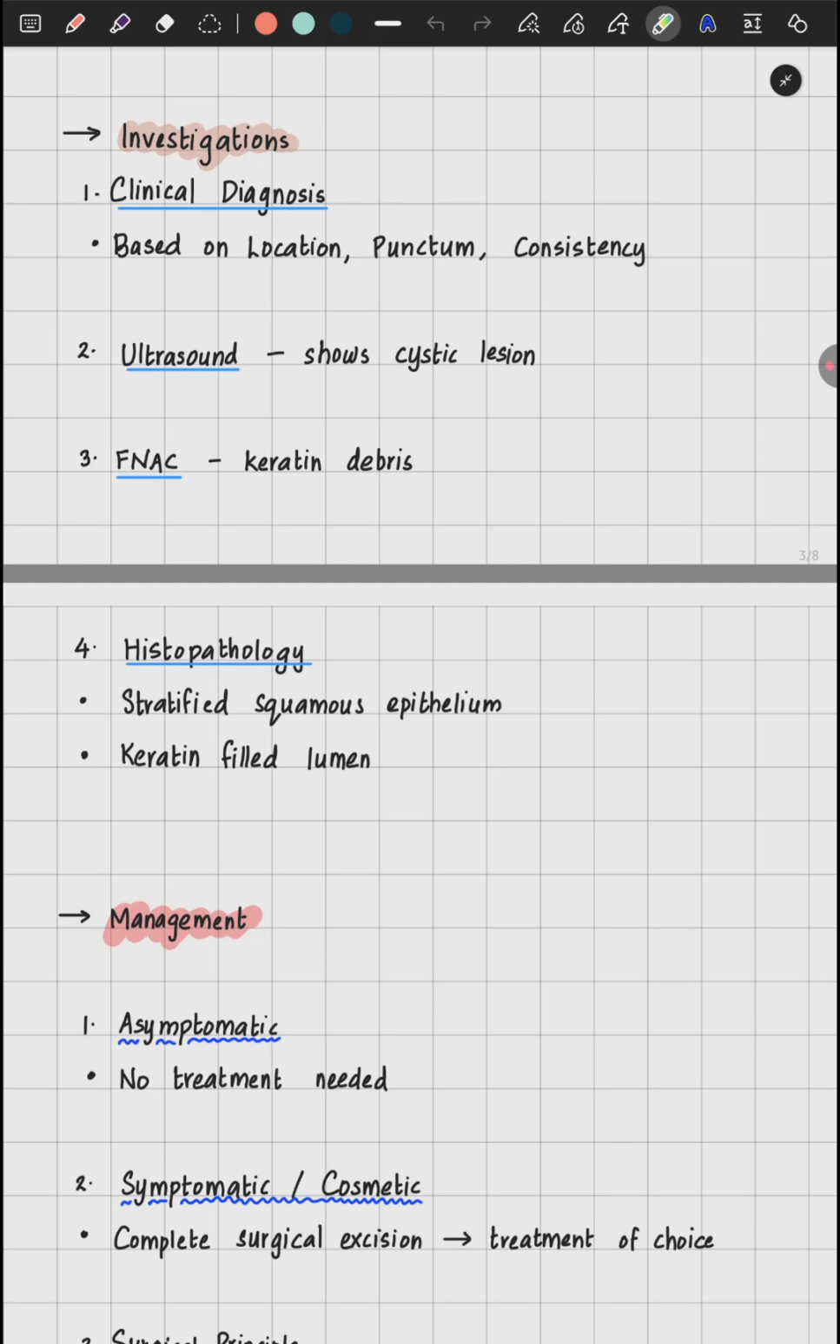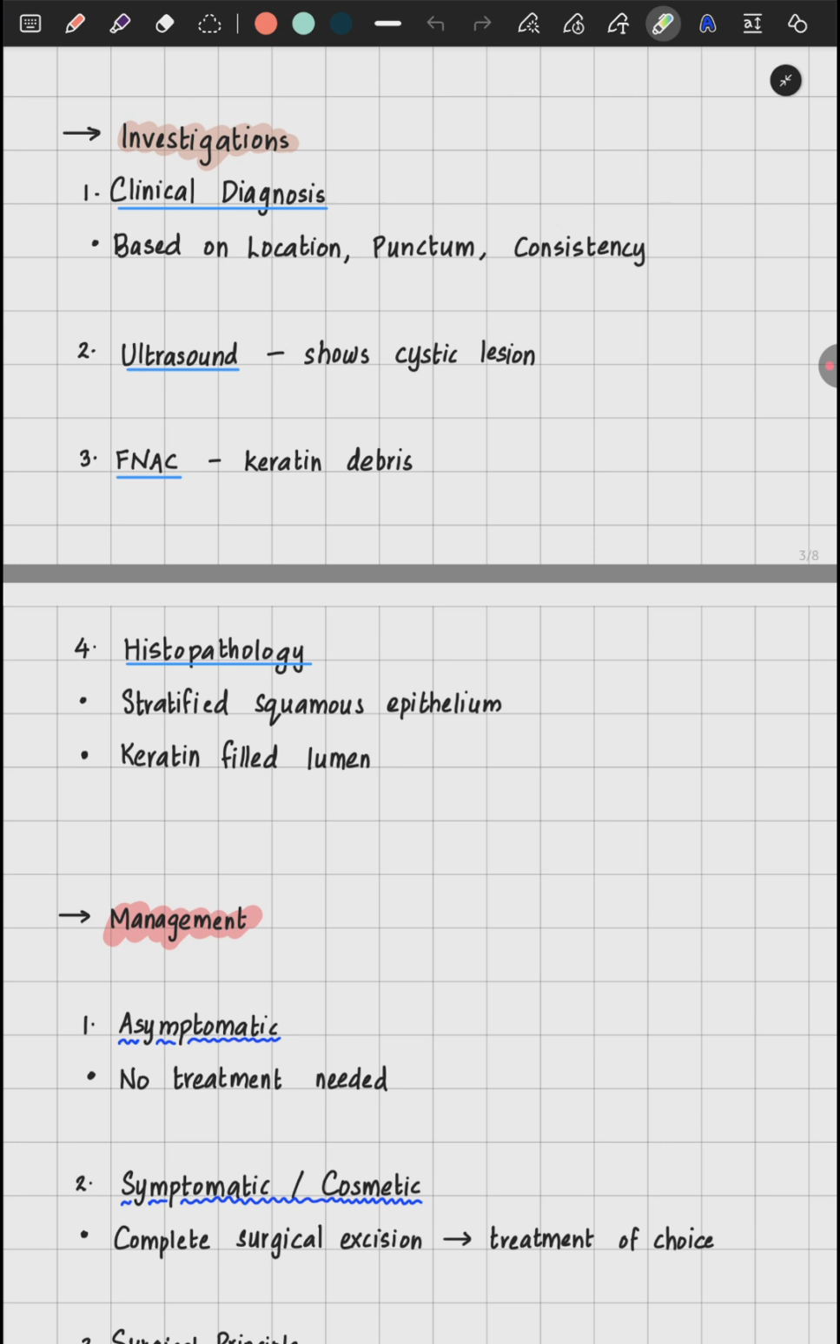If the cyst is small and not causing any problems, it can be left alone. However, if it is large, painful, infected, or causing cosmetic concerns, the treatment of choice is complete surgical excision. It is very important to remove the entire cyst wall because if any part is left behind, the cyst can recur. If the cyst is infected, the infection should be treated first and then the excision is done later.